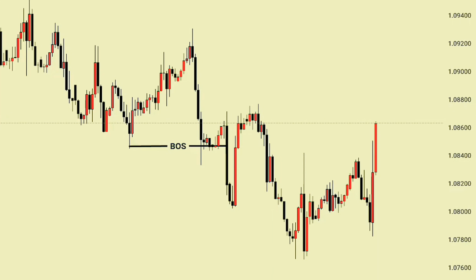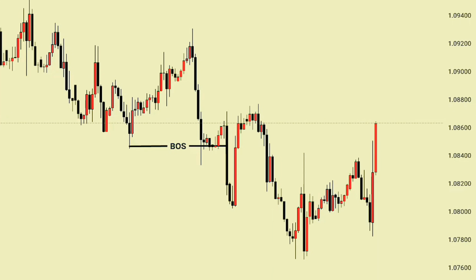After break of structure, price usually comes back up. This return is not for buying. It is to trap late buyers before the real sell move starts. So remember this clearly. Break of structure is not an entry. It is a confirmation that the market direction has changed.